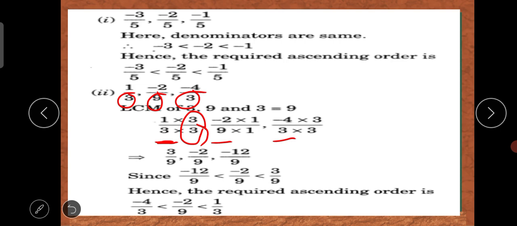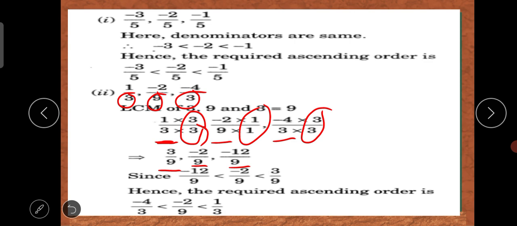Now 9 is already given, because we are converting 3 into 9, so we just formally multiply by 1, or if you do not multiply by any number then also it's okay. Now minus 4 upon 3, again the denominator is 3, multiply by 3, so we get the denominator 9. So by multiplying by 3, we get 9, 9 and 9 as the denominators. Now it is a common denominator, so now like fractions are there.